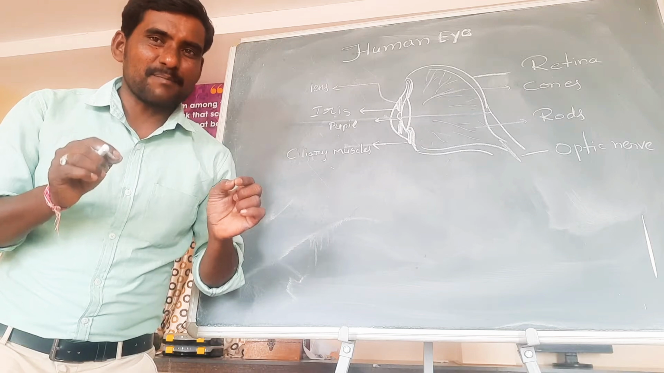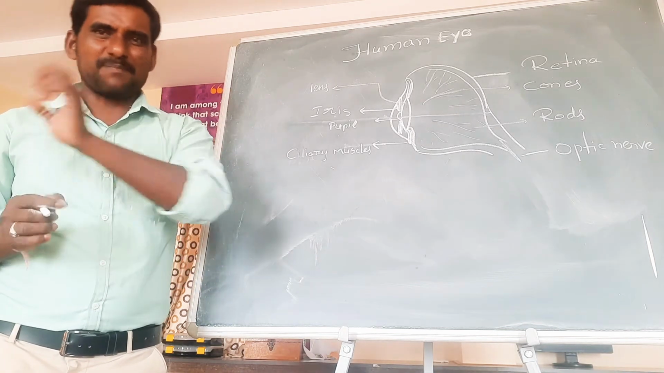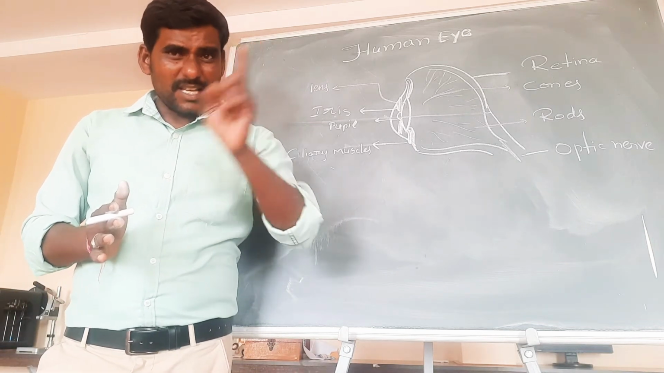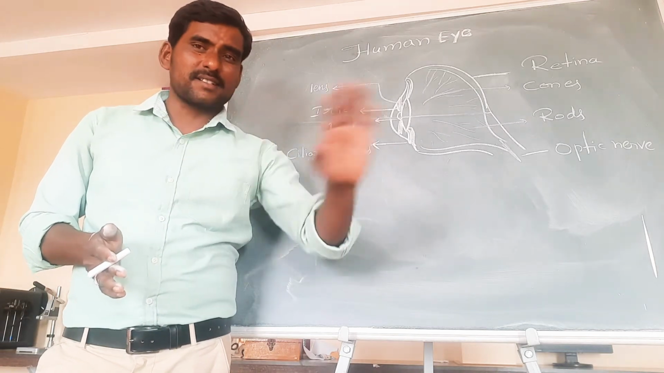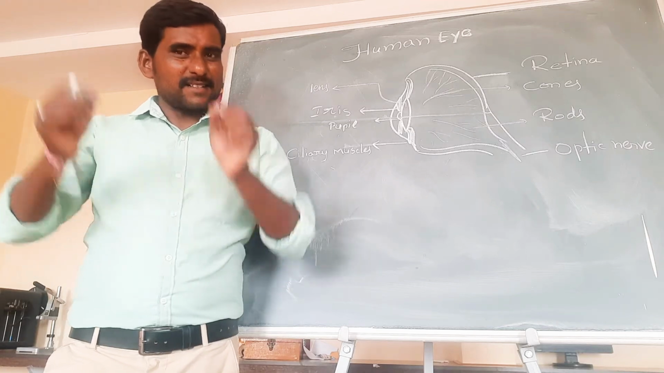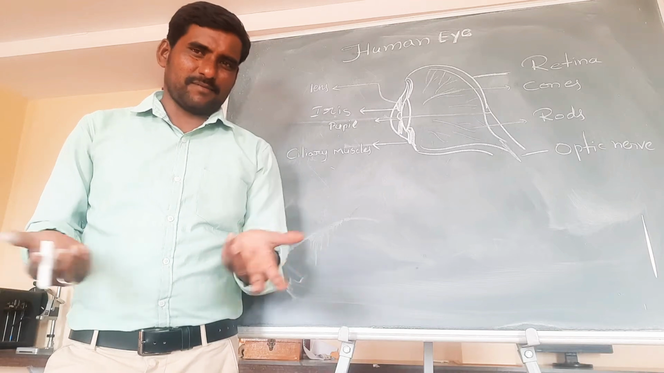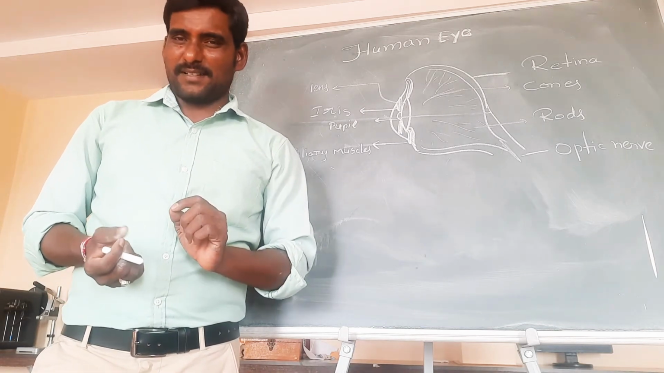That condition may lead to vision defects, myopia, hypermetropia. So what you understood? If ciliary muscles do not work properly, we can't see all the distance objects. The person may get the vision defects, myopia or hypermetropia, we don't know. So very, very important.